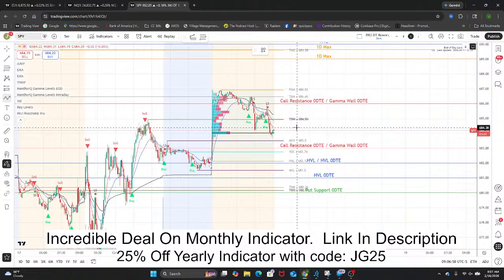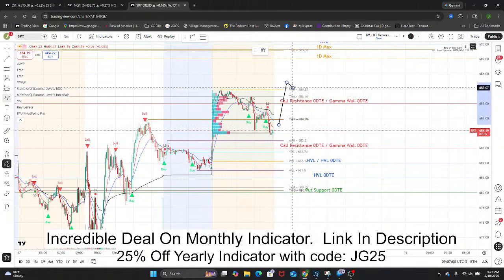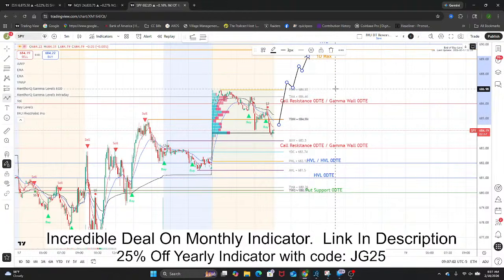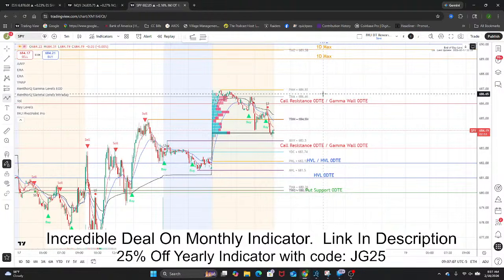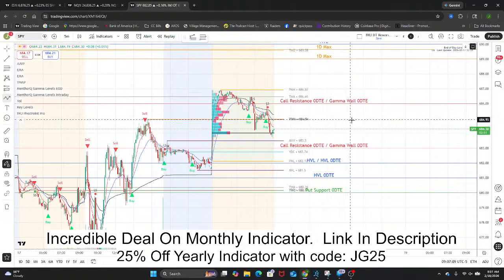And we don't counter trade trend days because they can just continue to push and push and push. And if you're trying to counter trade that, you're going to get eaten up pretty good. So we try to avoid trend days as well.